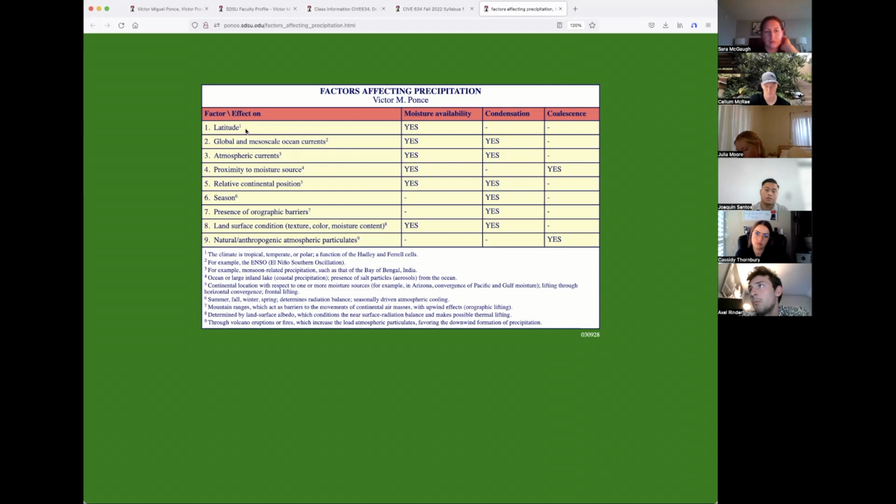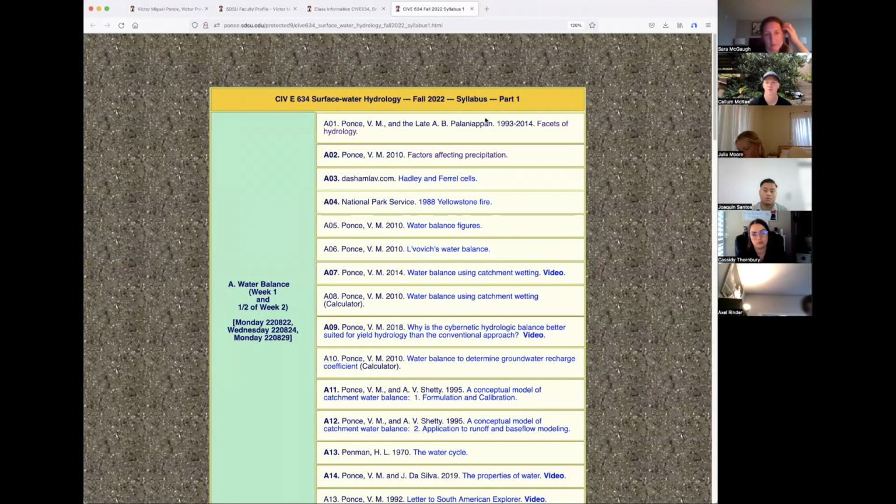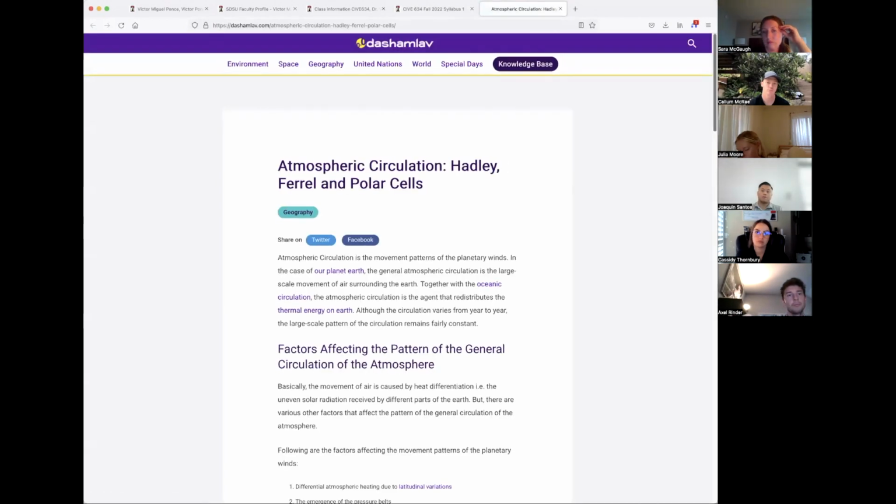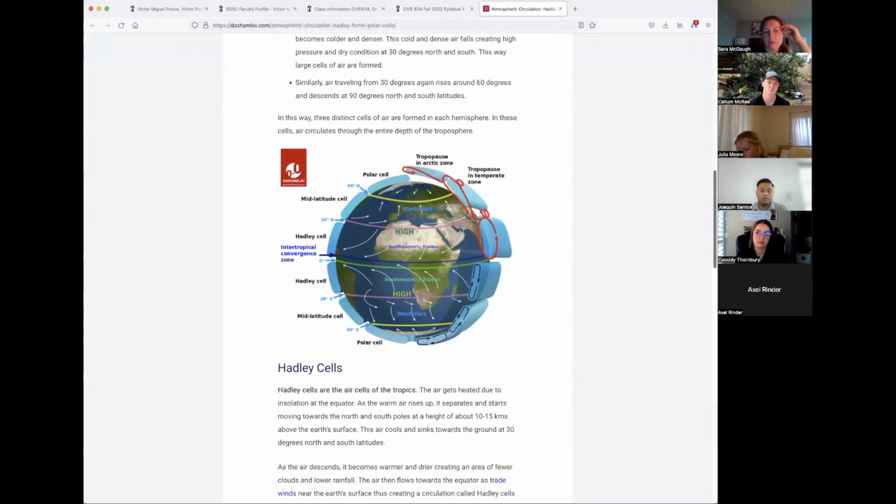So latitude is the first and most important. The climate is either tropical, temperate, or polar, a function of the Hadley and Ferrel cells. What are the Hadley and Ferrel cells? I was looking at it this morning, and I decided to come up with this, help you out with this, or help us out. Here it is, if you haven't heard of this.